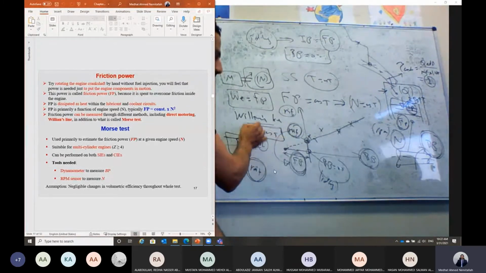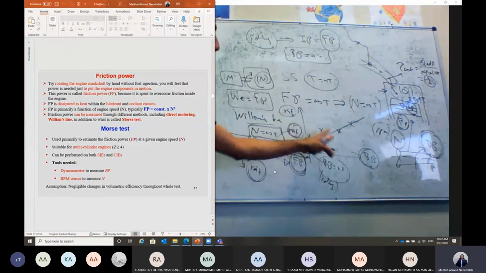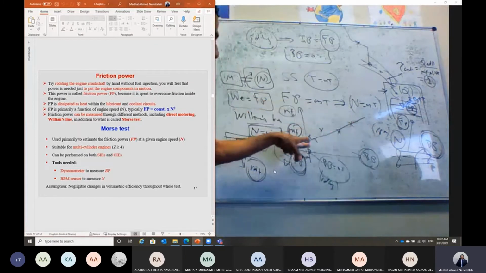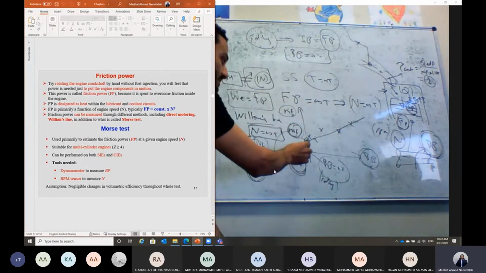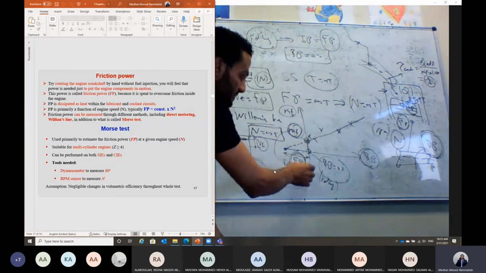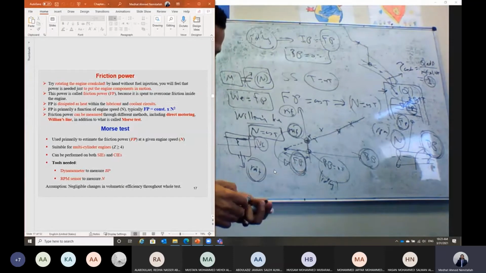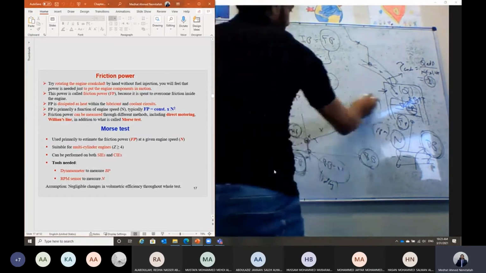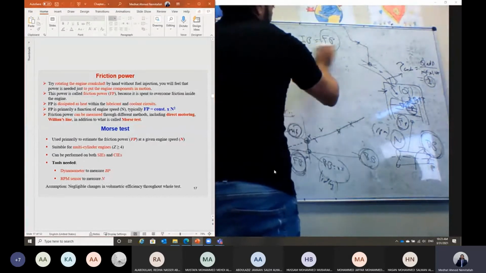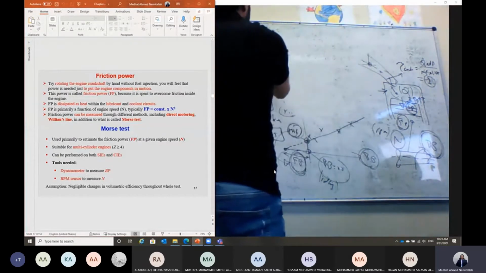So the Willans line is an experimental method in which we record the mass flow rate of fuel against the brake power and fit it to a straight line. Then we can extrapolate this line, and the intersection with the x-axis should equal the friction loss power. Another method, a third method to calculate the friction loss power, which we are concerned with here, is the Morse test.